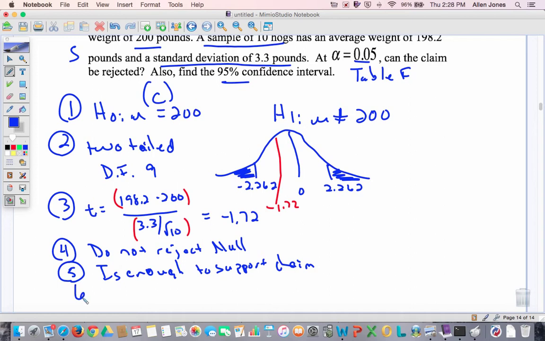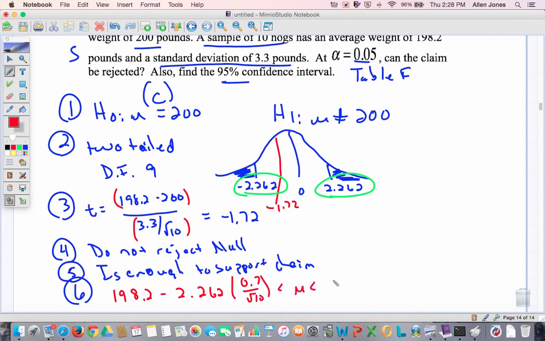So I mentioned a little bit of a shortcut with a two-tailed test. When we construct our interval, the critical values that we found up here will be the t-score or the z-score that we use down in here for our two-tailed test. So for our interval, our sample mean is 198.2. Our test score, our t-score, is 2.262. Our standard error is 0.7 and our sample size is 10. And we construct an interval for each side of our interval.